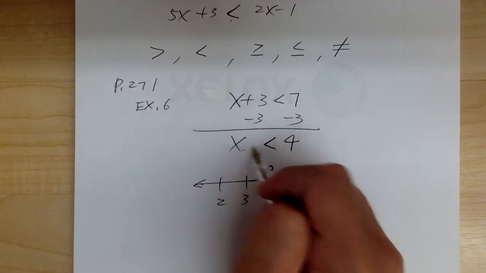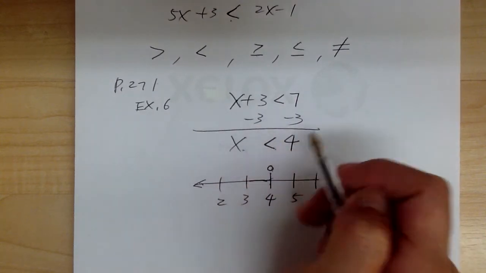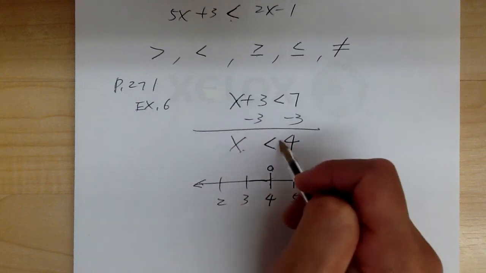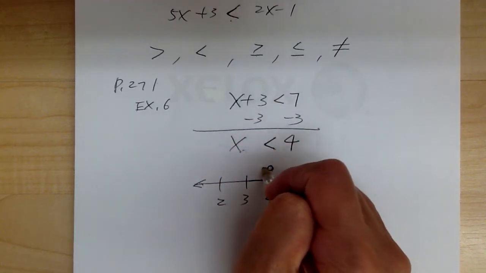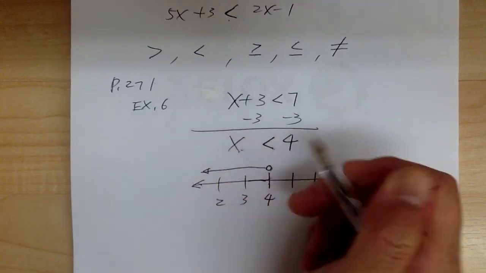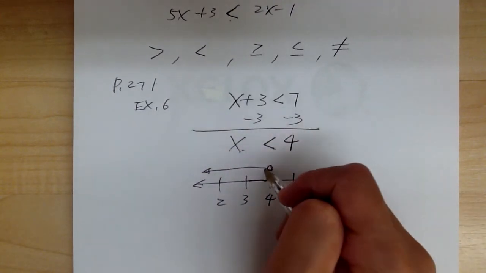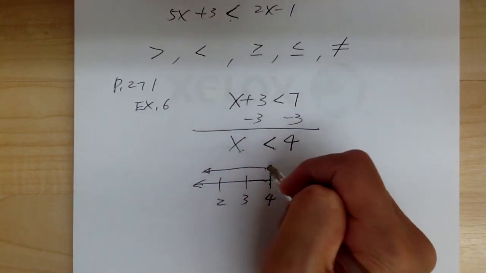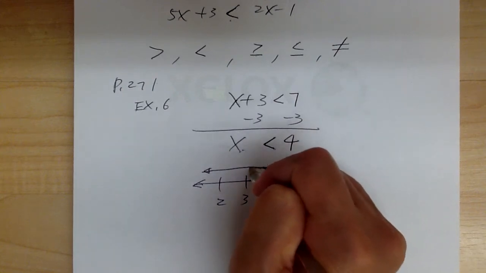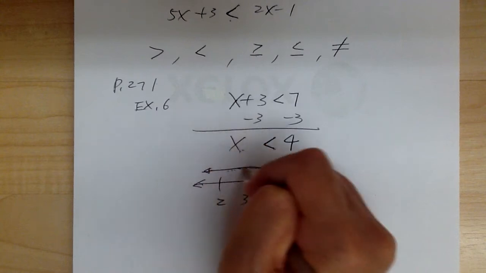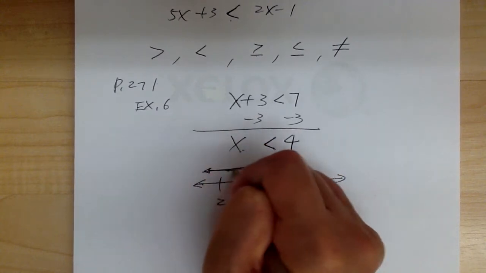Now it says x is less than 4. If you have the variable on the left hand side, you just follow the direction of the arrow. The arrow is going that way, which means you're going to go this way. Basically, this is made out of an infinite number of dots: 3.9, 3.8, and so forth. When you connect the infinite number of dots, it becomes a line.